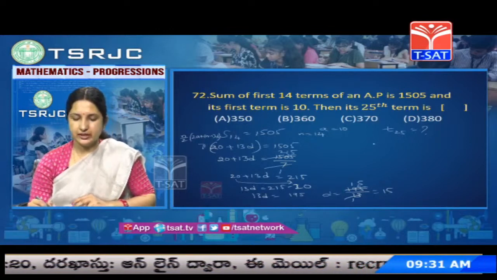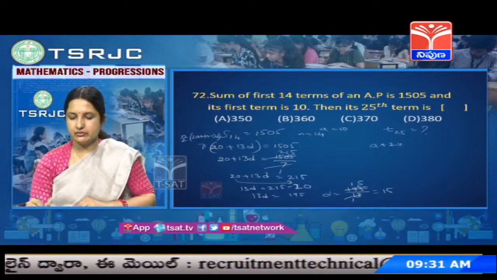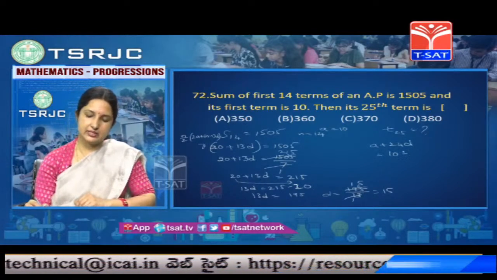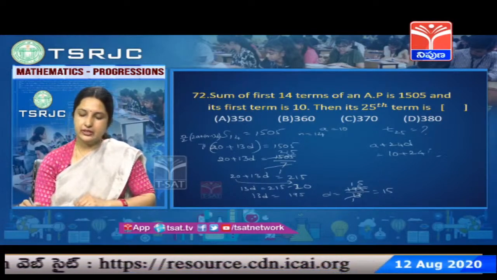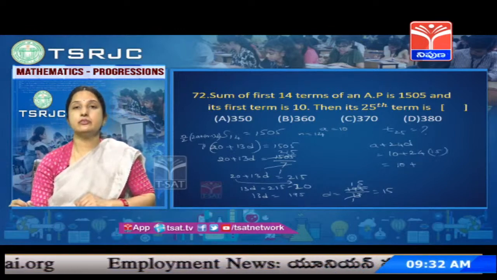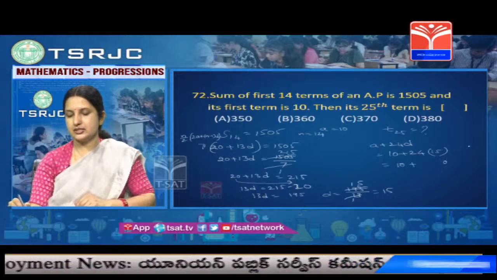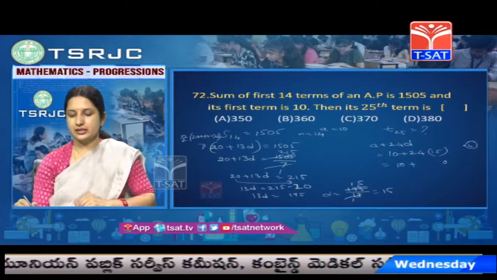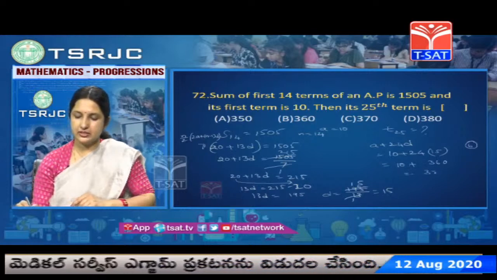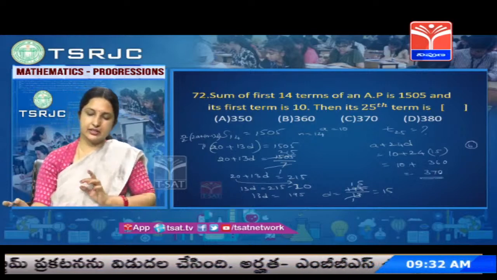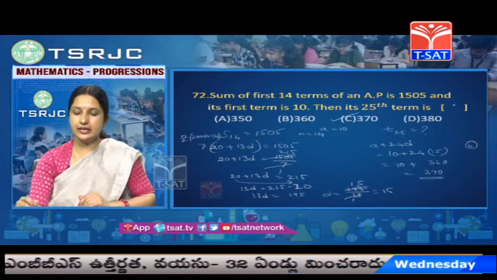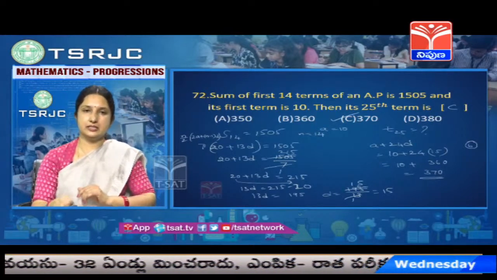So what is T25? a plus 24d. a is how much, 10, plus 24 into d, and d is 15. So 15 4s are 60, 6 carry. 15 2s are 30, 30 plus 6 is 36. 360 plus 10 is how much, 370. The 25th term is 370. Option C is the correct one.